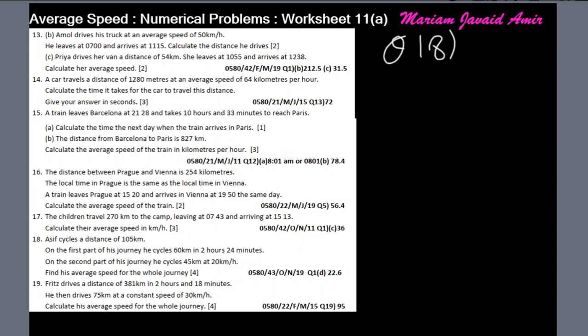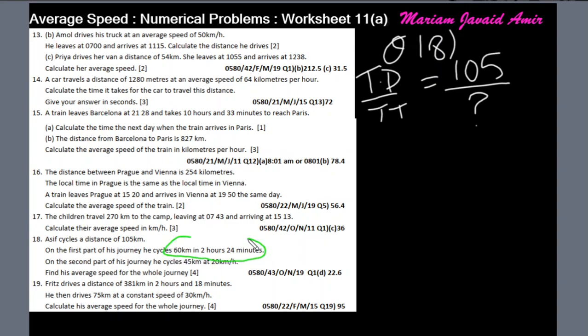So we need the total time. We have the total distance. So average speed is total distance over total time. Total distance is 105 kilometers. We don't know the total time, so we can find the time using the given data. The time for the first part of the journey will be found from distance and speed. We actually have the time for the first part of the journey.